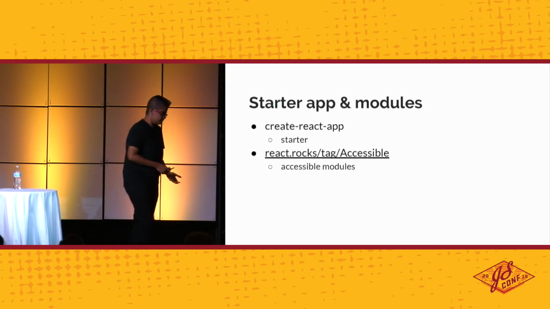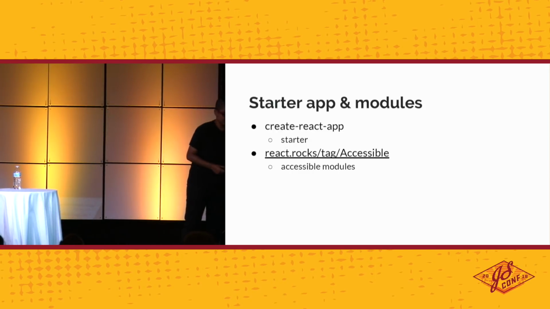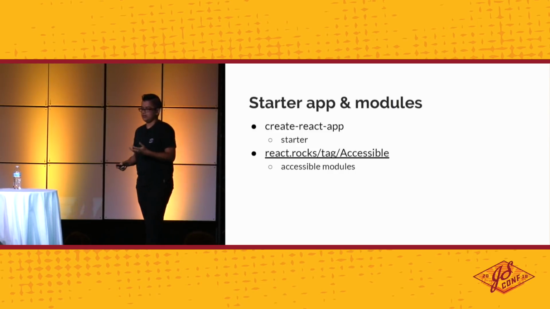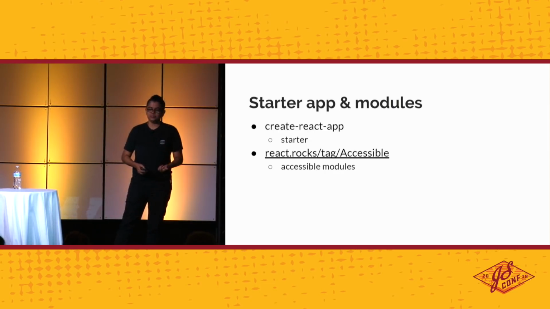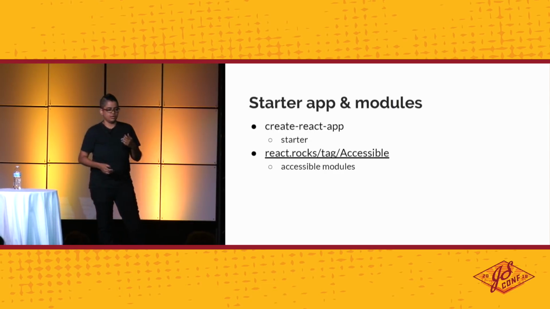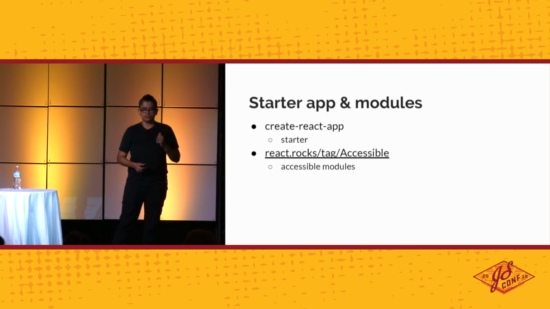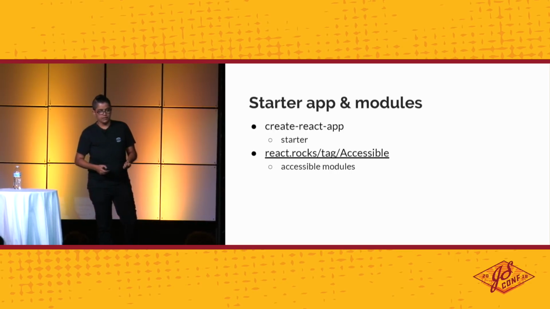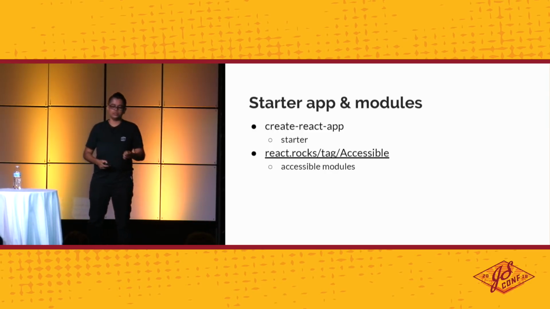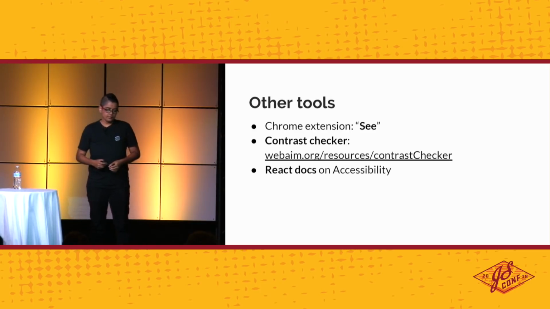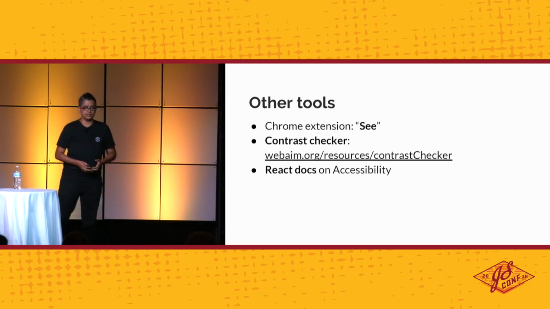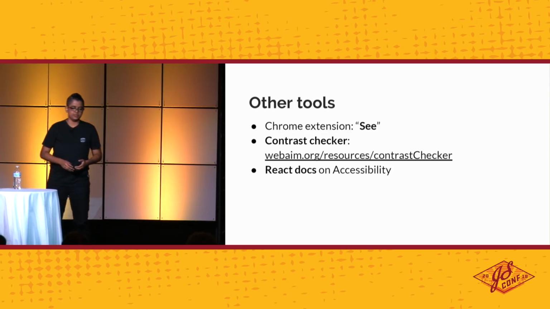If you're a beginner and you want to start into this but are not sure where to begin, the Create React App repo by Facebook is a very good starter. It also comes with several accessibility options configured, so it would be a good place to start. And then there are several accessible modules available at this link over here, react.rocks/tag/accessible. There are several other tools that you might be able to use when you're developing your app.